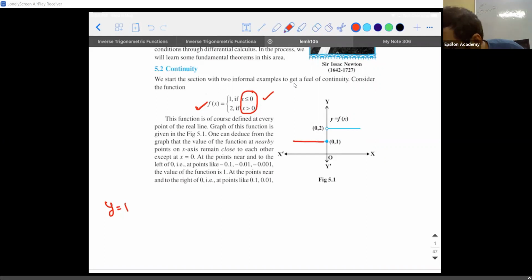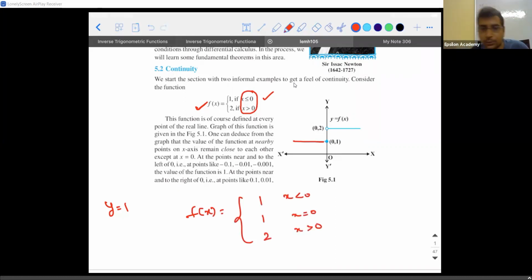At x equal to 0, what is going to happen? I am writing the function in a more detailed way. See, 1, 1, 2: x less than 0, x equal to 0, x greater than 0. Now it makes more sense, no? At x equal to 0, what is the function value? It is 0. So if it is approaching that particular point, you can draw a closed circle. So a closed circle in this context means continuous.